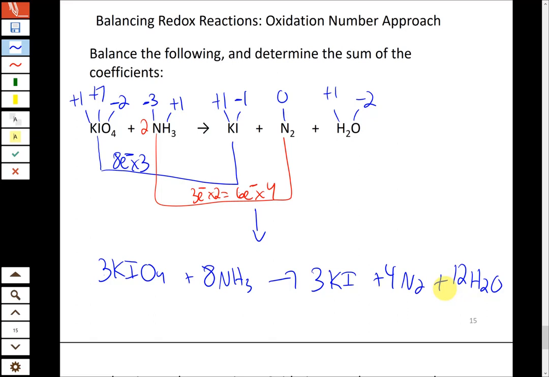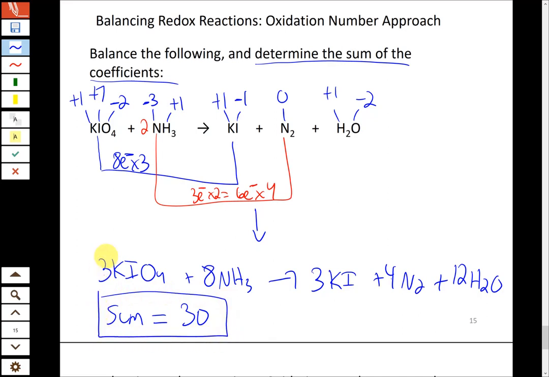of water. So this question here asks us to determine the sum of the coefficients. That's one common way that we might ask it in Blackboard. So the sum in this case, not that that's a useful number, but what we would report to answer this question is 3 plus 8 is 11, plus 3 is 14, plus 4 is 18, plus 12 is 30. So the sum of all the coefficients equals 30.